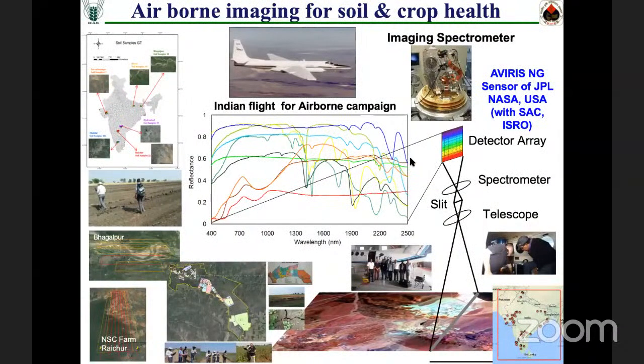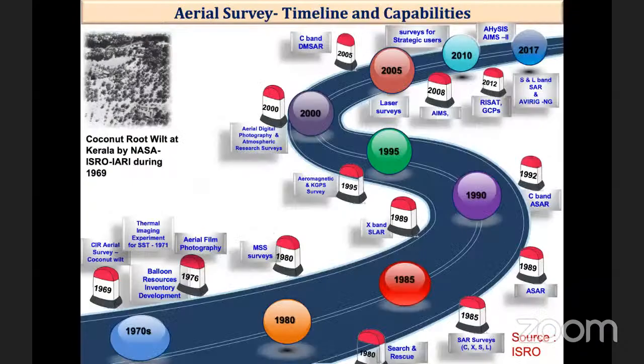This is the sensor and this is the flight, and the data we generate in the field ranges from 400 to 2500 nanometers. It's huge data. One scan of 4 kilometer width and 10 kilometer length is around 100 GB, and it creates around 270 channels together.